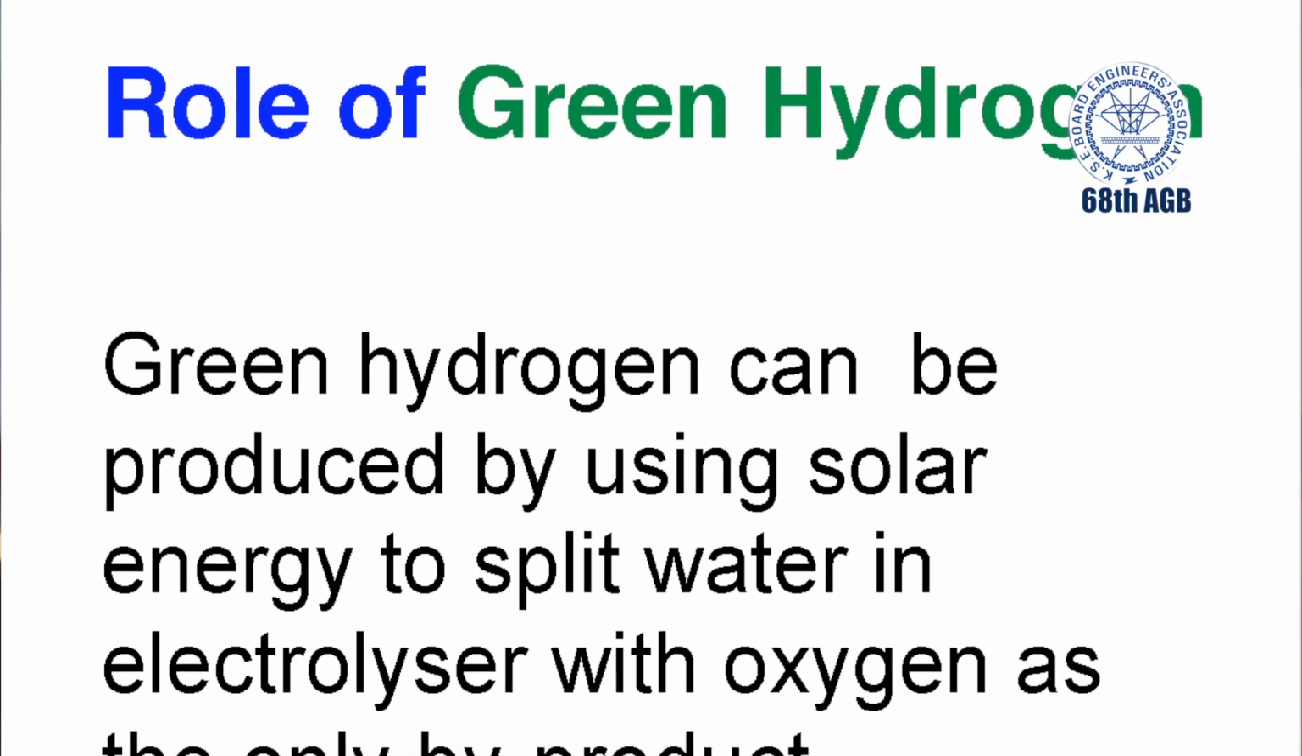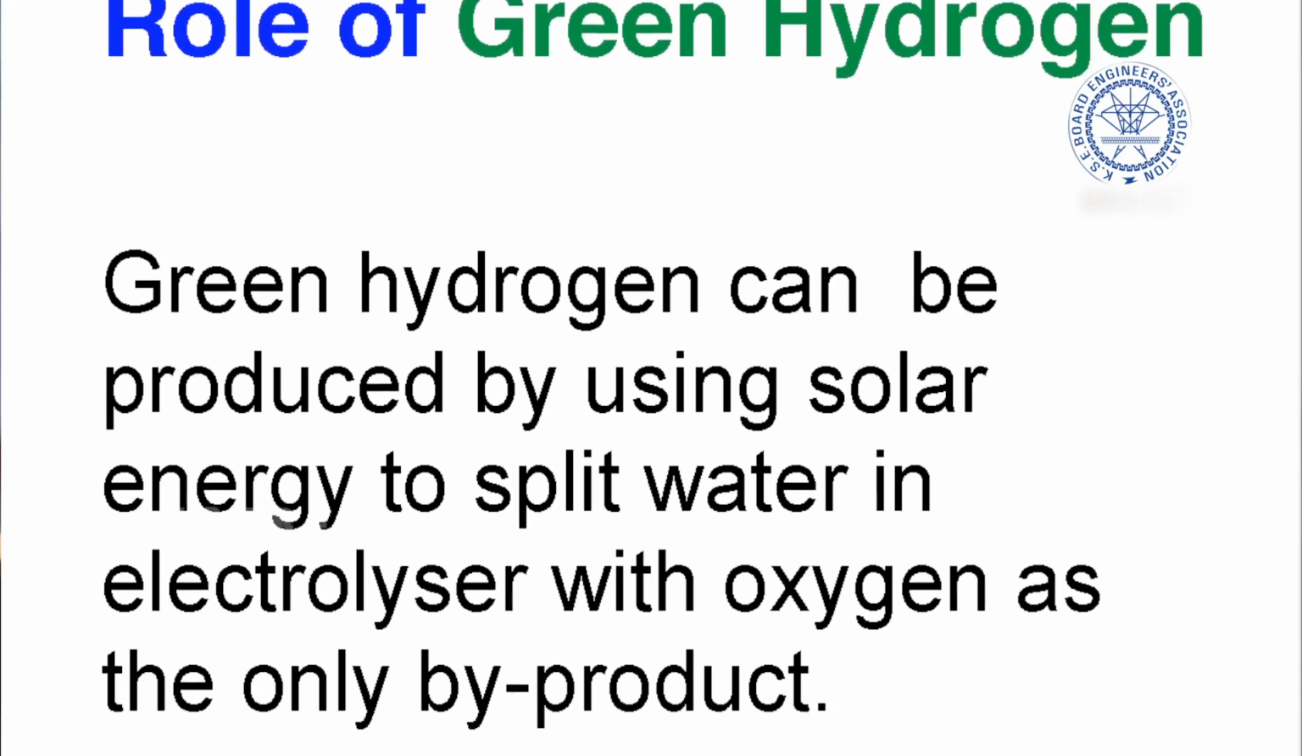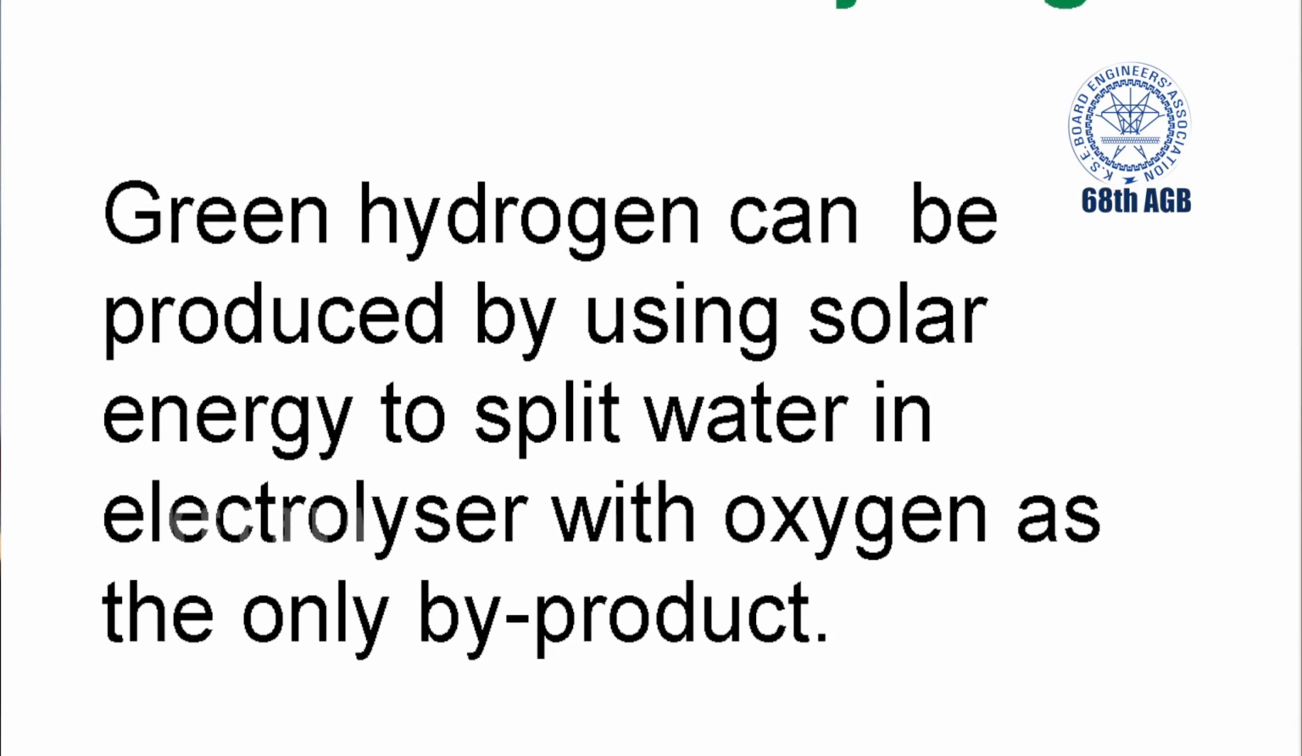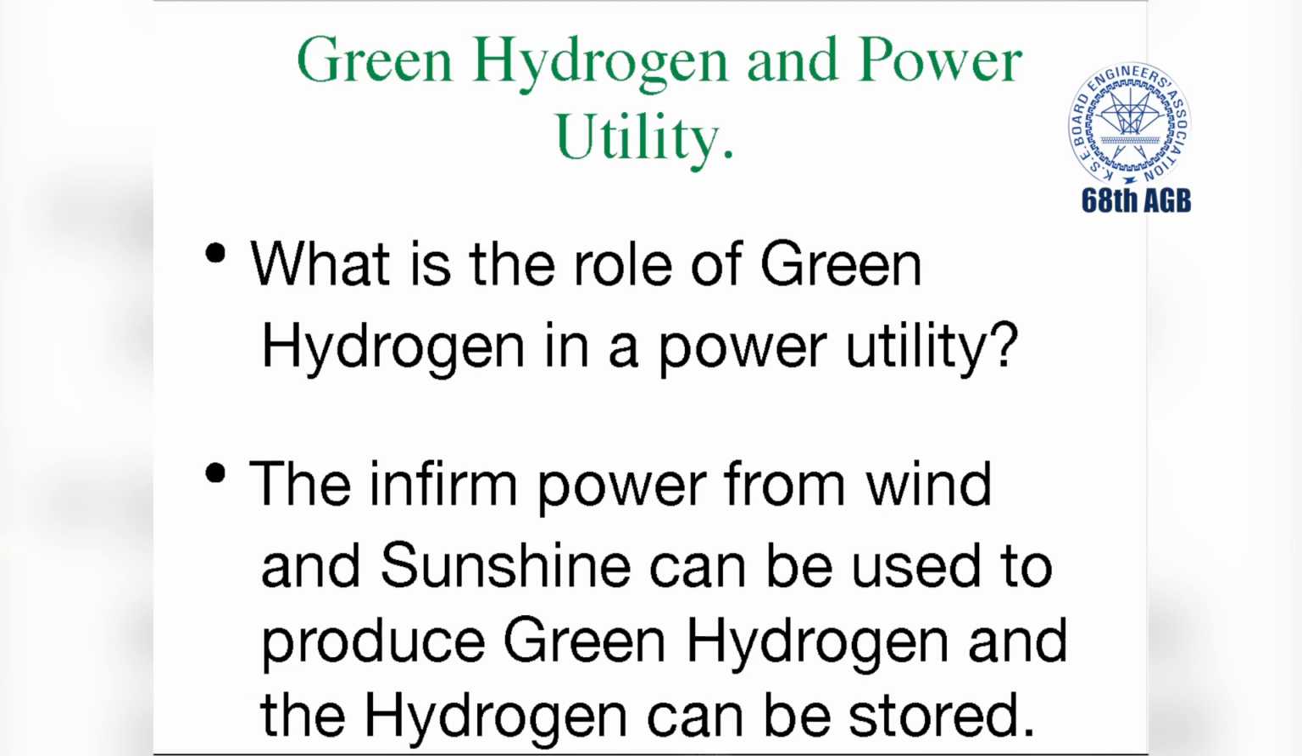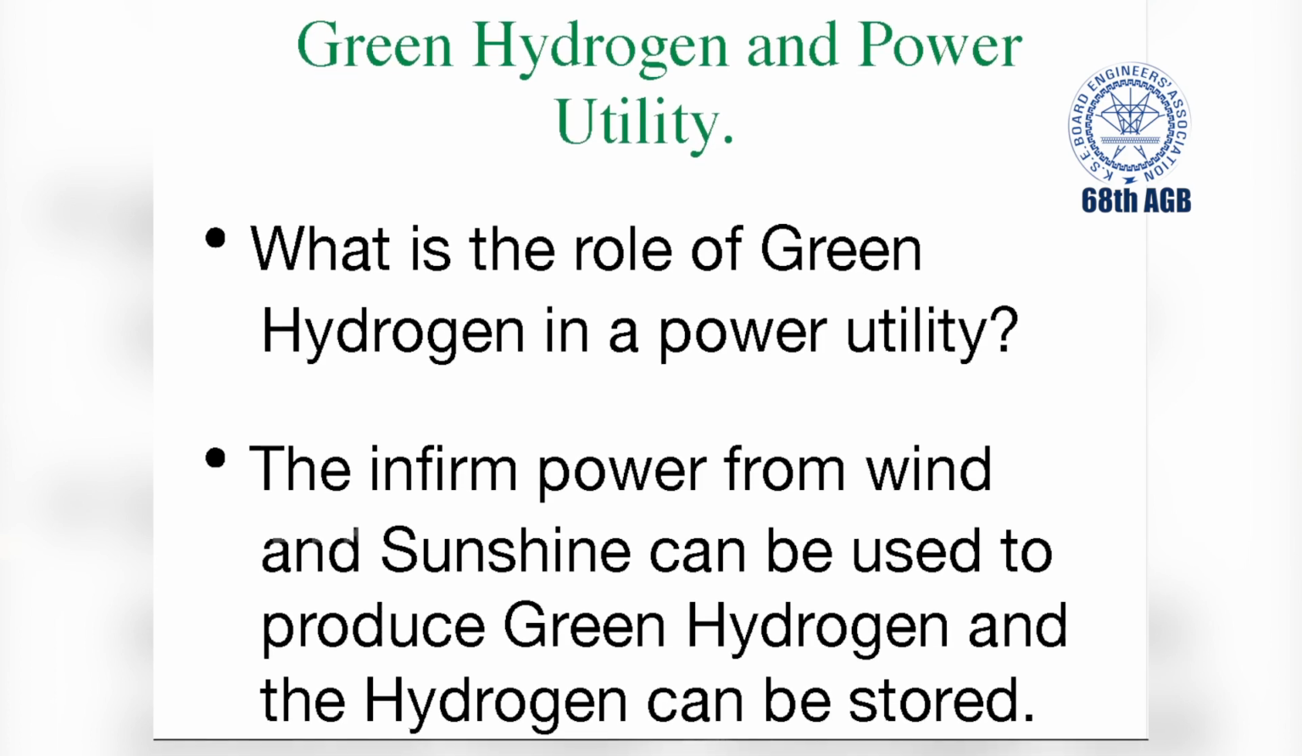What's the effect on carbon dioxide emissions? Despite this, renewable energy can help in the reduction of carbon dioxide only by 45% to 50%. The role of green hydrogen. Green hydrogen can be produced by using solar energy to split water in an electrolyzer with oxygen as the only byproduct. What is the role of green hydrogen in a power utility? How can we make use of green hydrogen in a power utility?